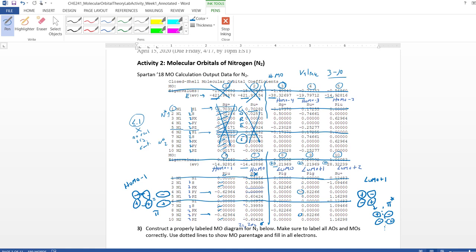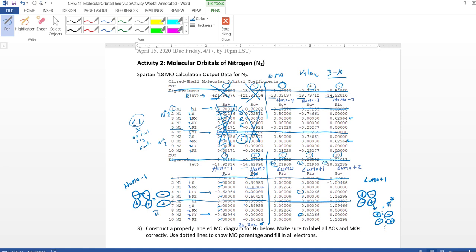14.92. HOMO minus two is 14.92. So HOMO minus two and HOMO minus one are degenerate. They have the same energy. That's really cool. And I will challenge you to see that this is also a pi bonding orbital. Really cool. The same thing happens here for LUMO plus one and LUMO.